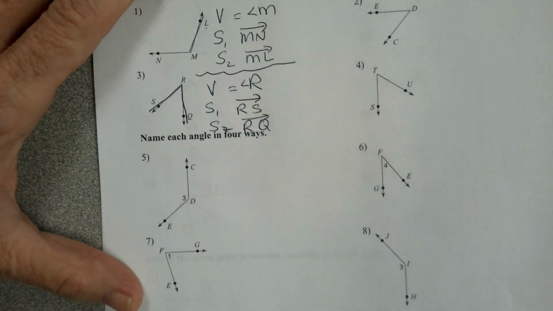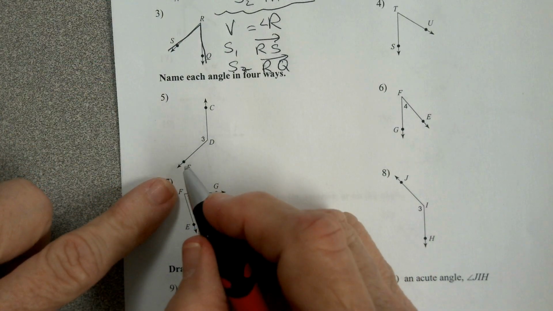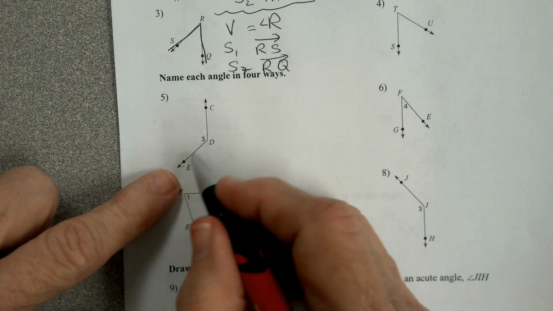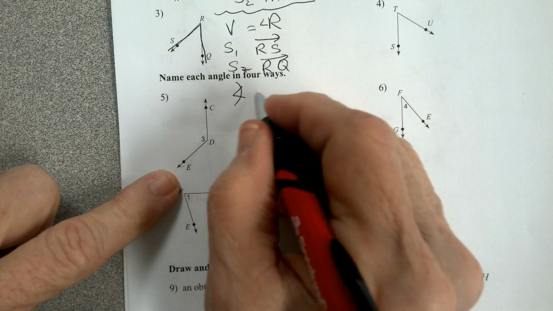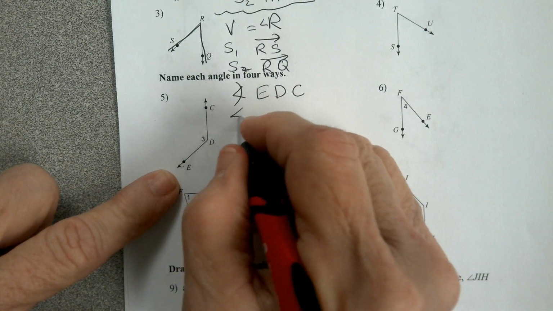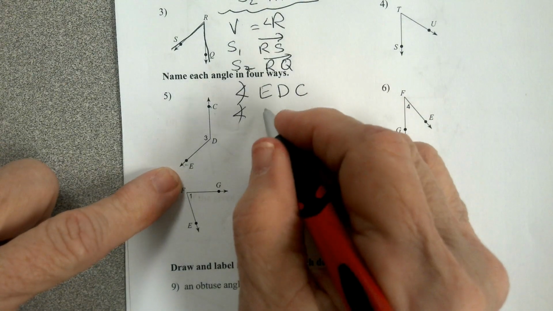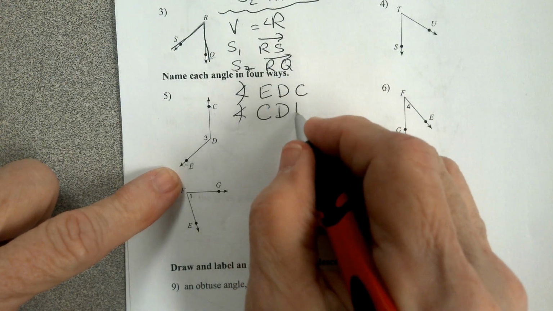Going down here, name each angle in 4 ways. One of them is angle EDC. Another one with 3 letters is CDE, just backwards.